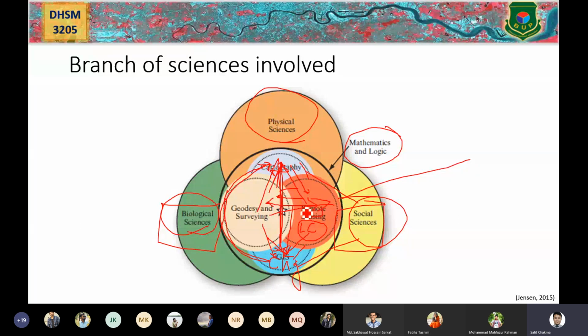And remote sensing is connected with geodesy and surveying. Then it's also connected with cartography and GIS, because to make the products, it's taking the help of cartography. Also to process the data, it's taking help of cartography. And then it's sending this data, the result, to GIS for further analysis. And GIS is again using cartography to present the result.